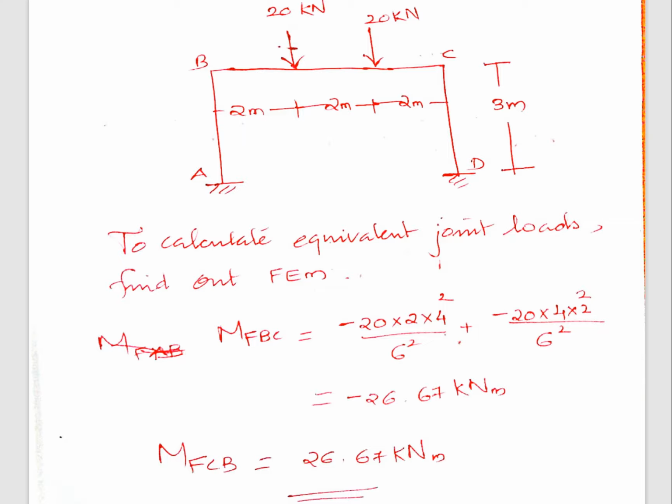So that is actually in the anti-clockwise direction. So our equivalent joint load at B will be in the clockwise direction, and the magnitude is 26.67. And in the case of equivalent joint load at C, it will be minus 26.67, that is in the anti-clockwise direction.